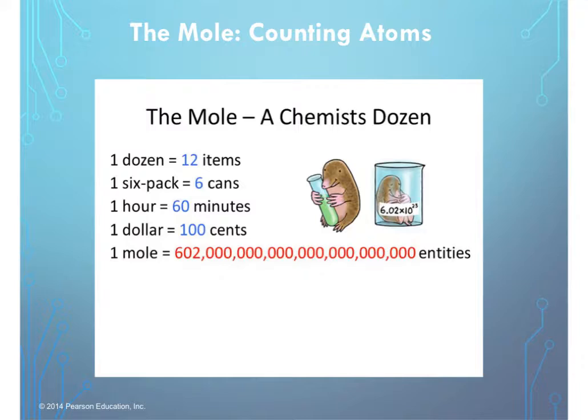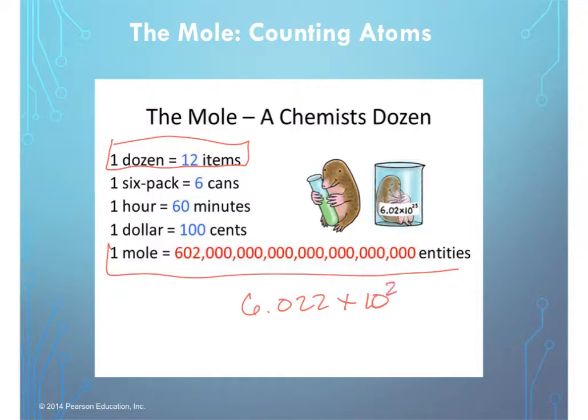Anything that can be counted, from marbles to toes to pieces of paper, atoms, molecules, can be described as part of a mole. So just like we say that a dozen of anything that can be counted is 12, a mole happens to be 6.022 times 10 to the 23rd of those items.